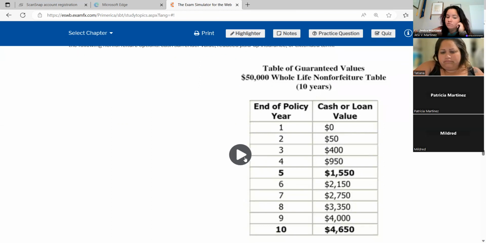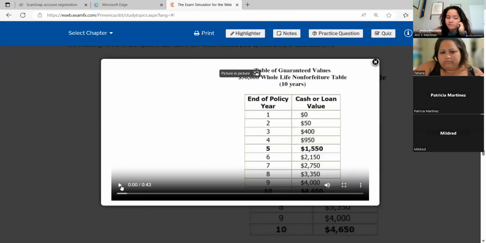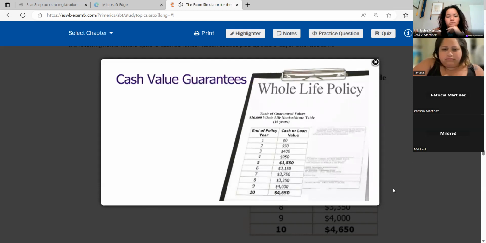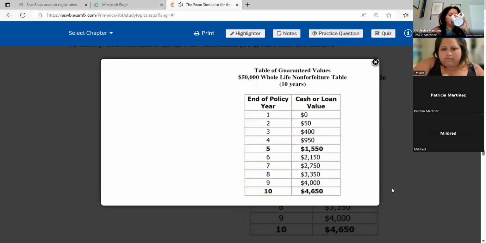So let's look at this little video over here. As you have already learned, whole life policies provide cash value guarantees that cannot be forfeited by the policy owner. The table of guaranteed values included in each policy shows the amount of cash value available to the policy owner at the end of any year the policy is in force.